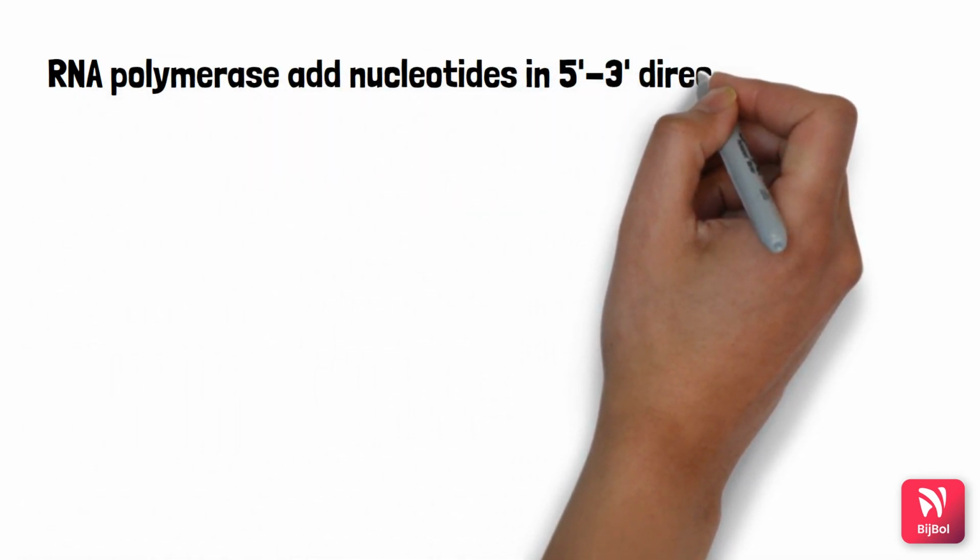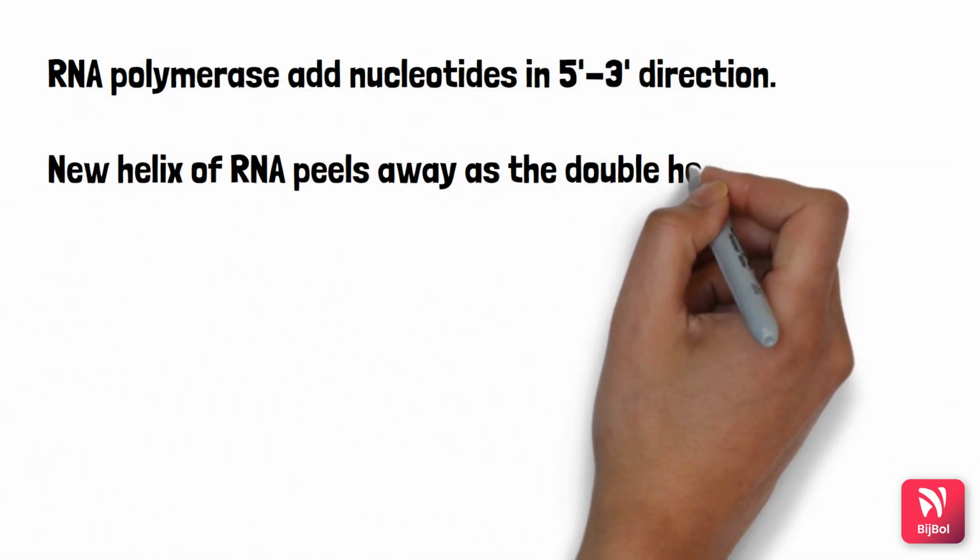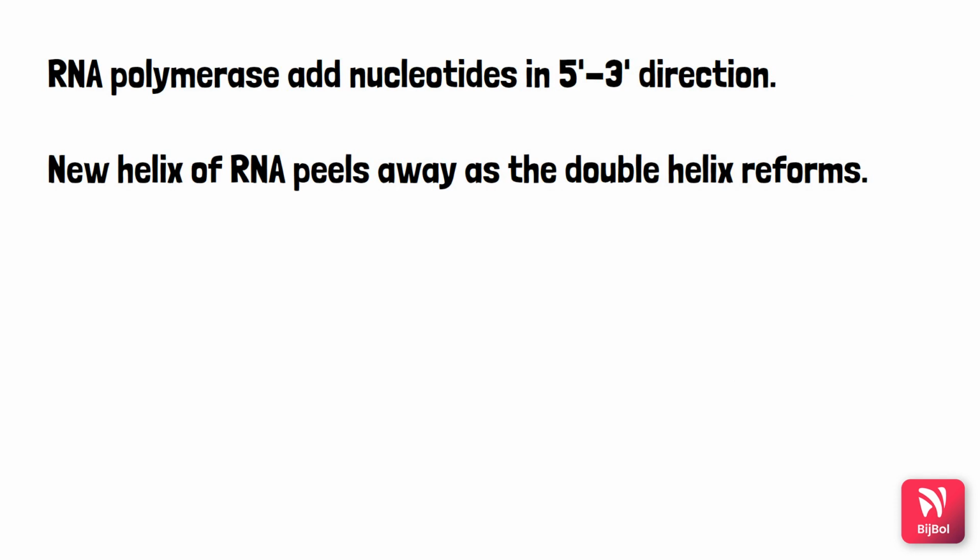So the job of the RNA polymerase is to unwind the double-stranded DNA molecule at promoter site and form the new helix of the RNA. So RNA polymerase adds the nucleotides in the 5' to 3' direction. New helix of RNA which is formed peels away as a double helix reforms.